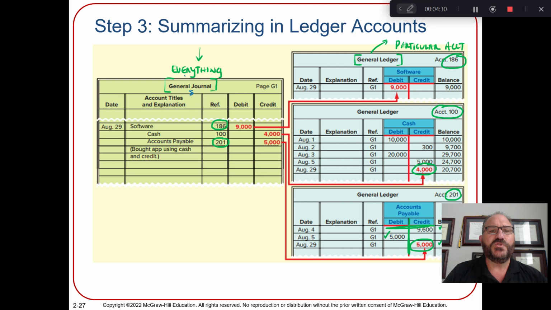And notice the general journal has everything in it. And then they have these general ledgers. These are for a particular account. So notice this is account 100. Okay. And account 100, this is cash.